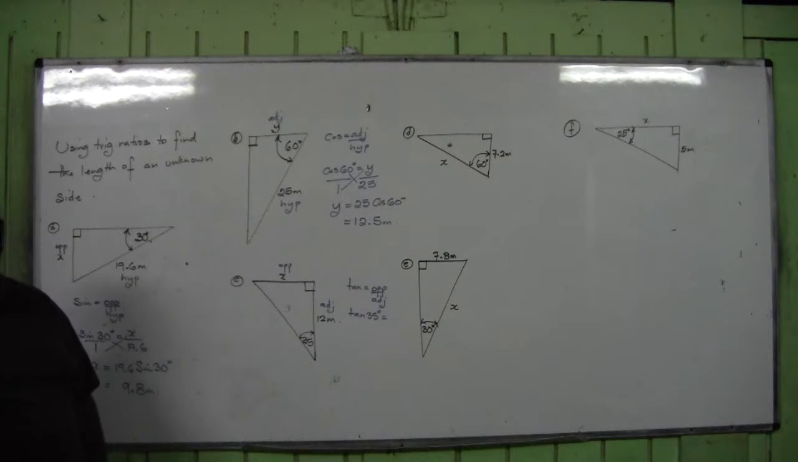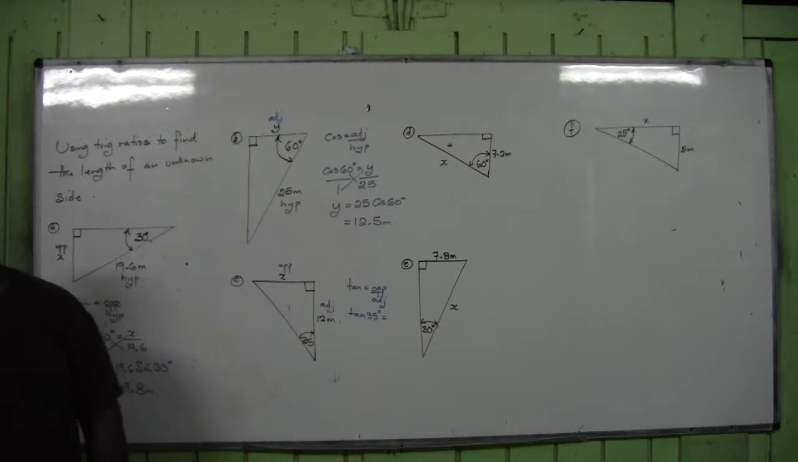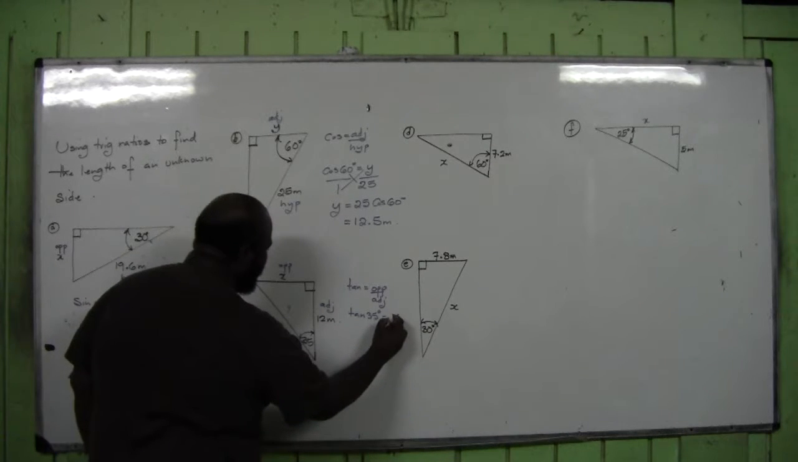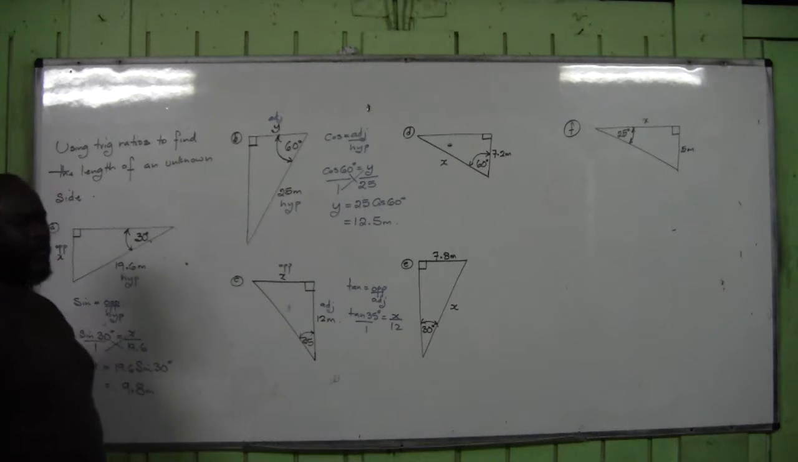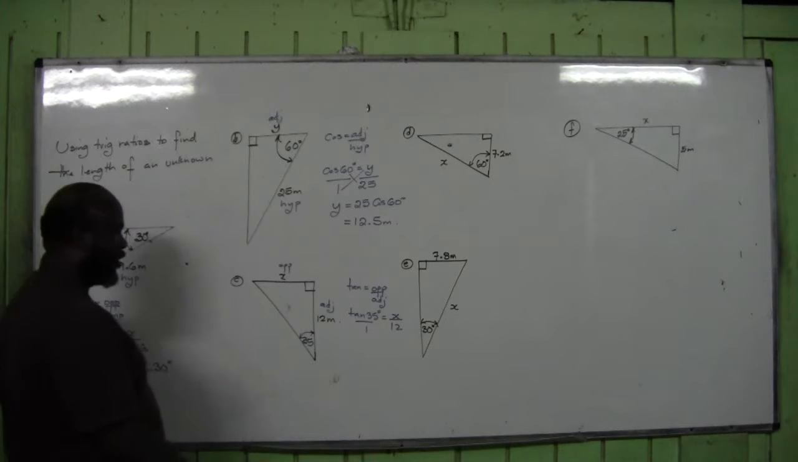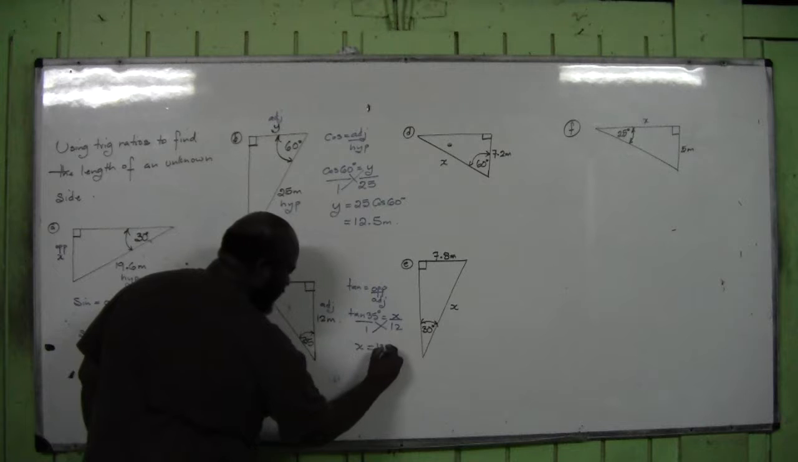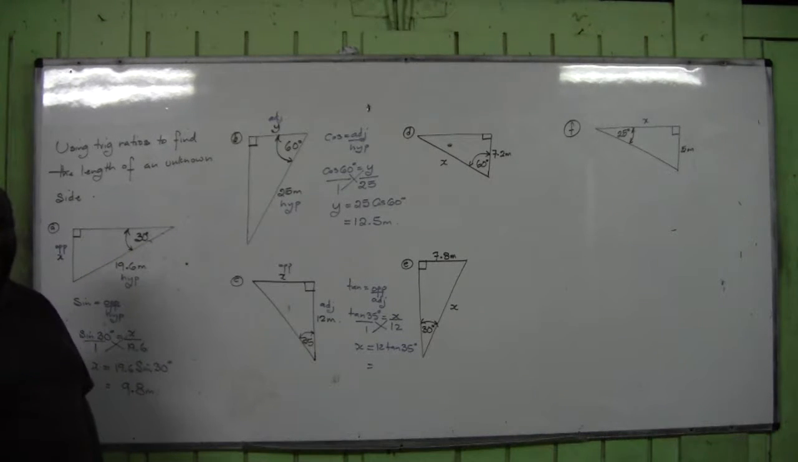Ladies and gentlemen, after you write sine, cosine or tangent, the next thing you must write is the angle. It is equal to opposite, which is x, over adjacent, which is 12. If I have one fraction equal to one fraction, what do I do? What is 1 times x? x is equal to 12 times the tangent of 35. Put this in the calculator and press equal, and give me the answer to 3 significant figures. 8.40 meters.